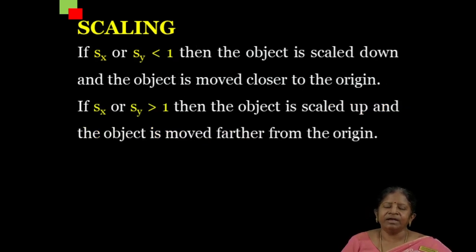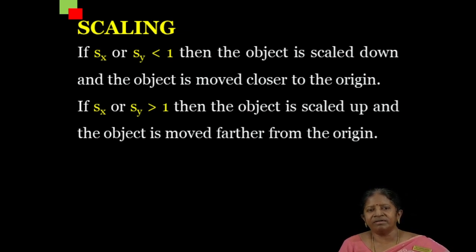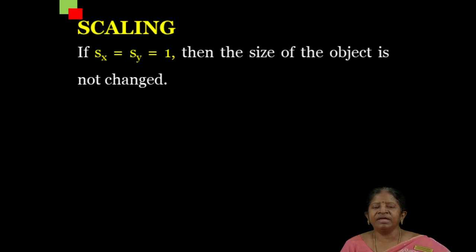Again, when Sx or Sy is less than 1, we have a scaling down. The size of the object will be reduced. When Sx and Sy are greater than 1, the size of the object will be increased. So, we will be using this scaling up and down effect in the zooming up and down. What will happen when Sx and Sy are equal to 1? Nothing happens. The size of the object remains the same.